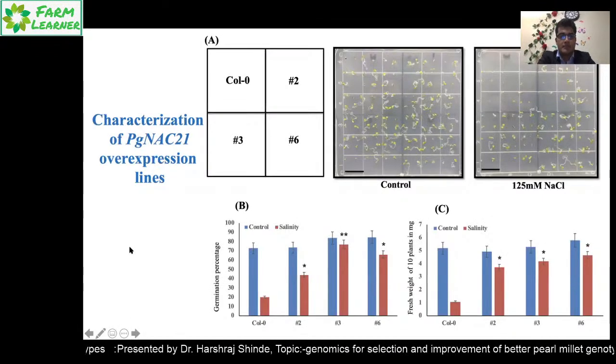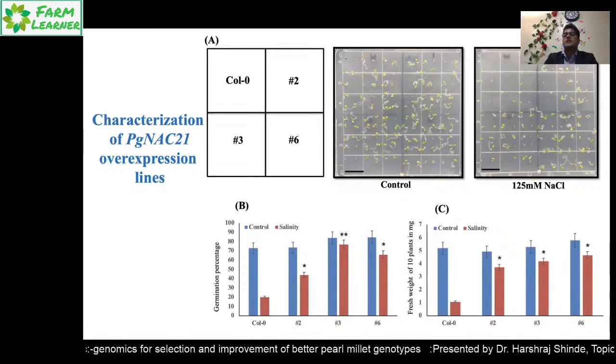Then we constructed transgenic lines of Arabidopsis which overexpress the pearl millet NAC21. And then we performed the salinity stress tolerance assay of this transgenic line.